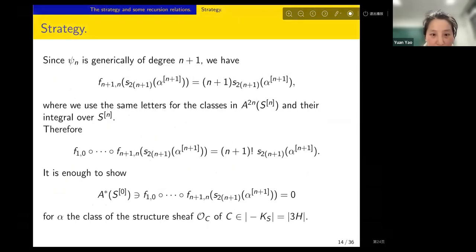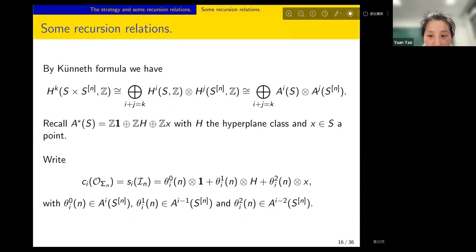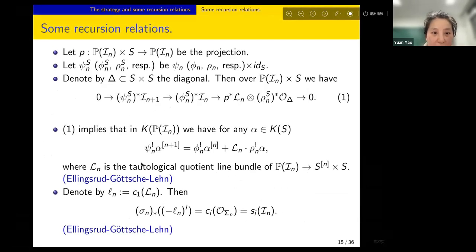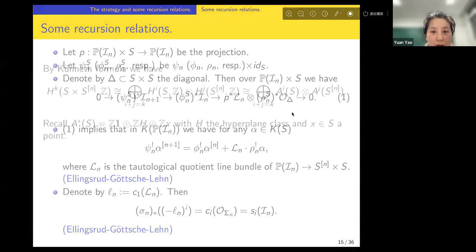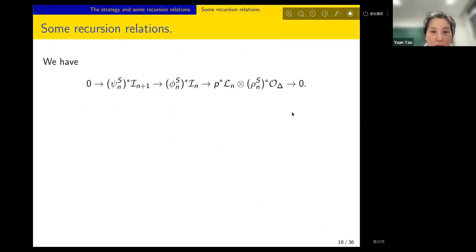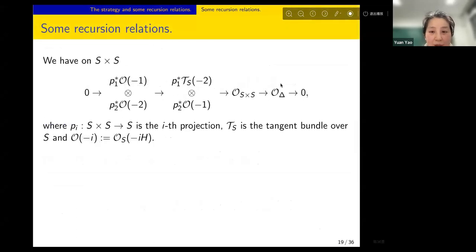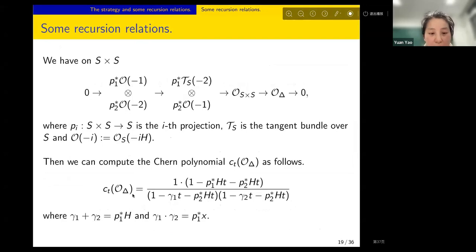I just mentioned what I talked about, but once we use the recursion formula, we need this exact sequence. So here we need the structure sheaf of the diagonal in S times S. If S is some other surface, you may not have a very good expression for the structure sheaf of the diagonal. As we have S is P2, then we have this exact sequence, and we can compute the Chern polynomial of the structure sheaf of the diagonal.